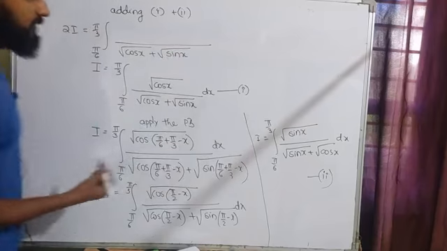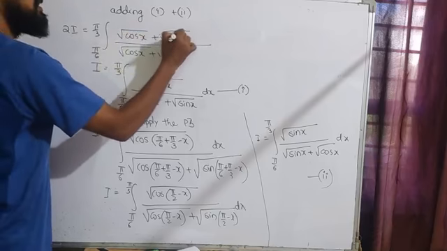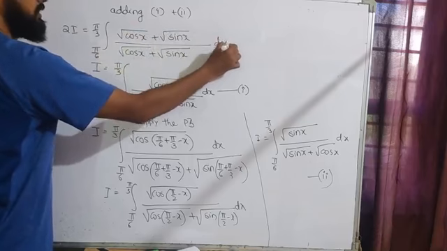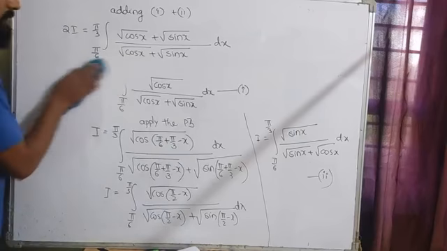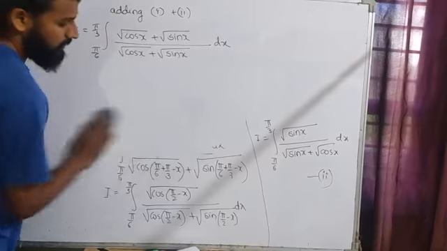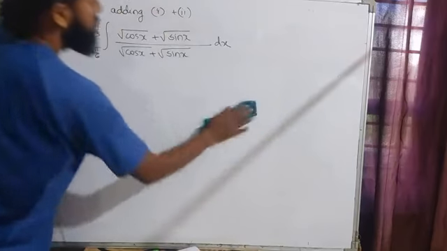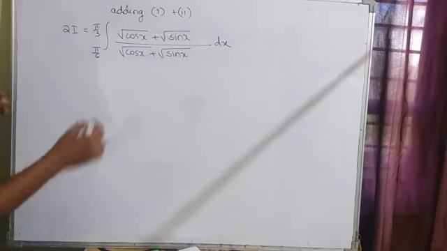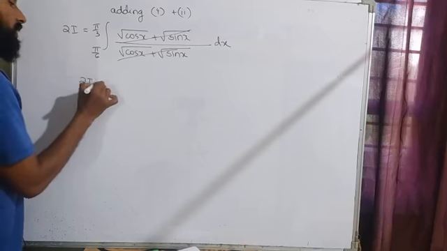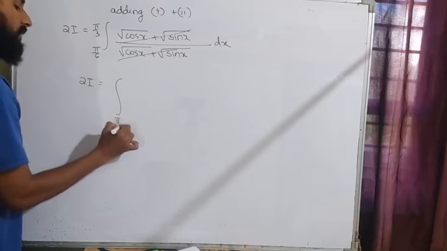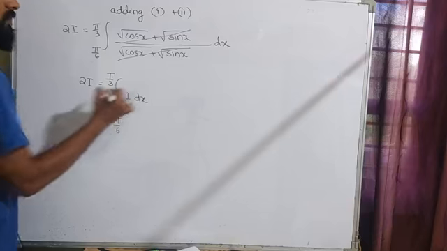Here there is root cos x, and here there is root sin x. So root cos x plus root sin x into dx, my dear friends. So see, when we add equations 1 and 2, this is what we get. Yeah, so let me erase everything. See, numerator and denominator both are the same, so we'll just cancel out. So we'll be left with 2i is equal to integral from pi by 6 to pi by 3 of 1 into dx.